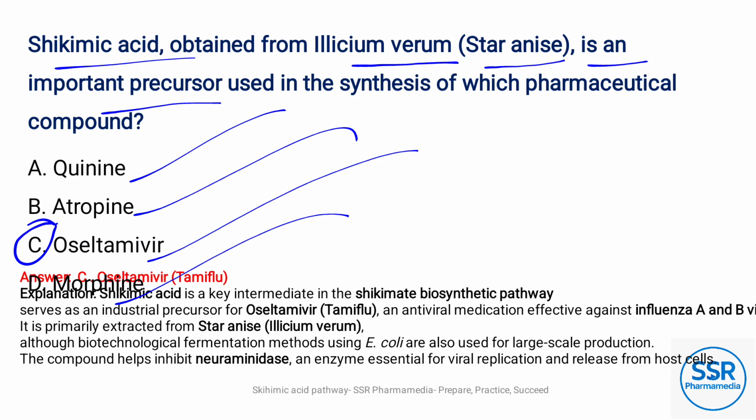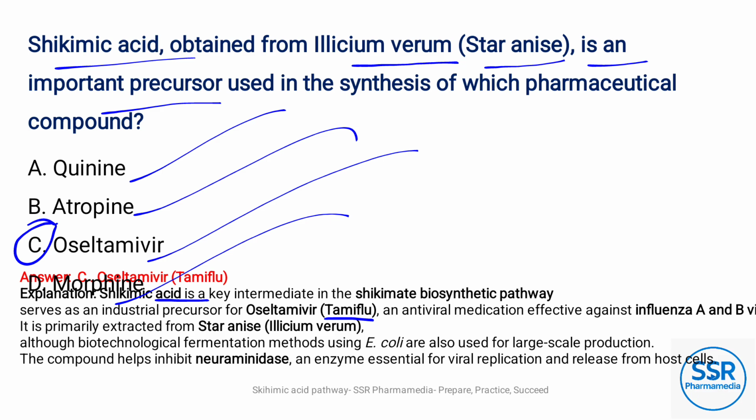Oseltamivir is obtained from shikimic acid. Shikimic acid is a key intermediate in the shikimate biosynthetic pathway, so it serves as the industrial precursor for oseltamivir. It is also called Tamiflu, an antiviral medication effective against influenza A and B viruses. It is primarily extracted from star anise, Illicium verum, although a biotechnological fermentation method using E. coli is also used for large-scale production.